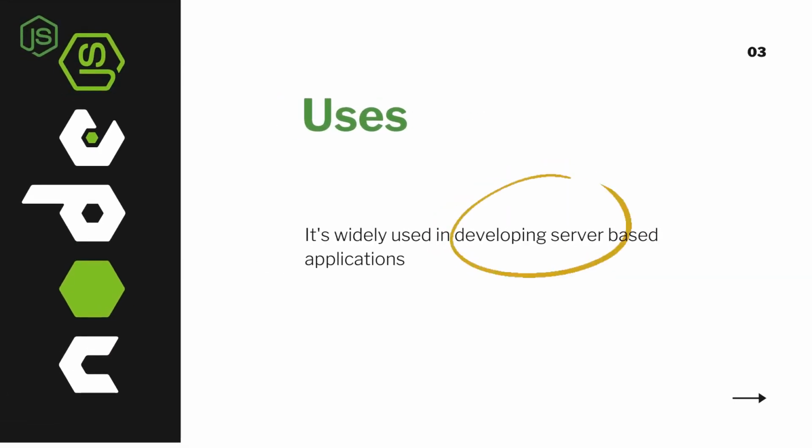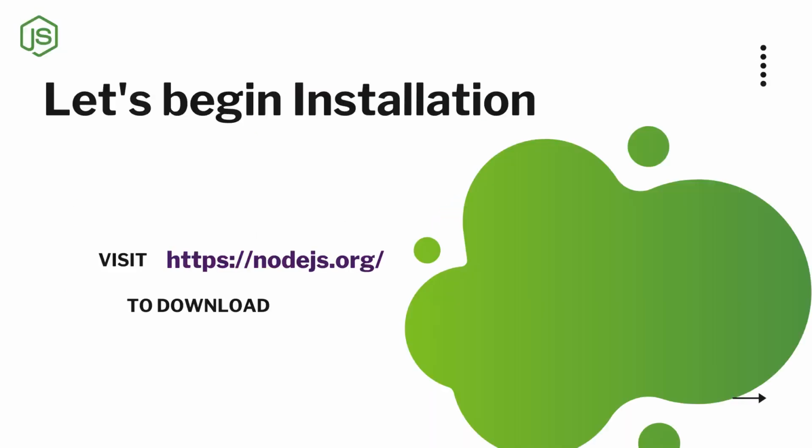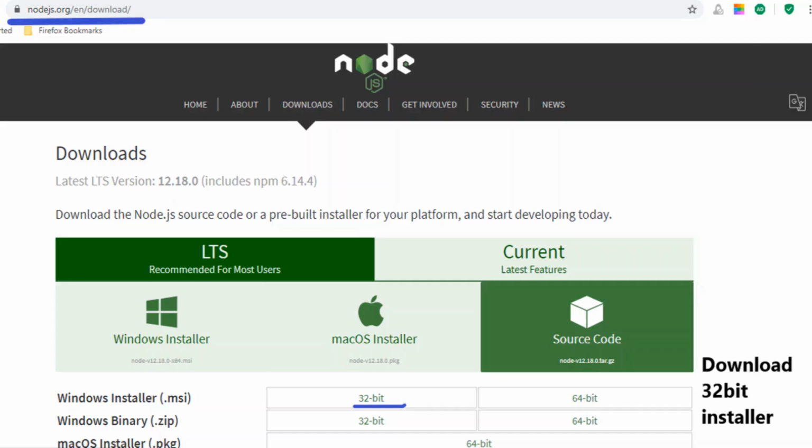To start building your Node.js applications, the first step is the installation of the Node.js framework. Go to the site nodejs.org. Go to the download section and download the necessary binary files. In our example, we are going to download the 32-bit setup files for Node.js.